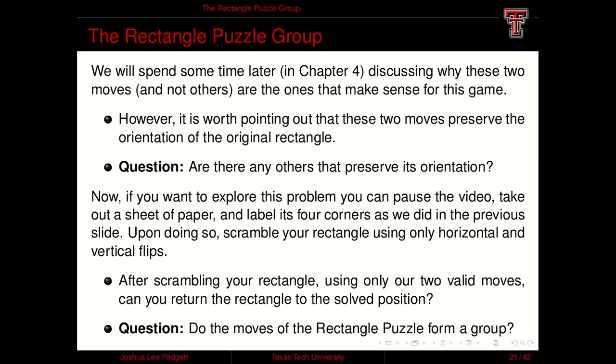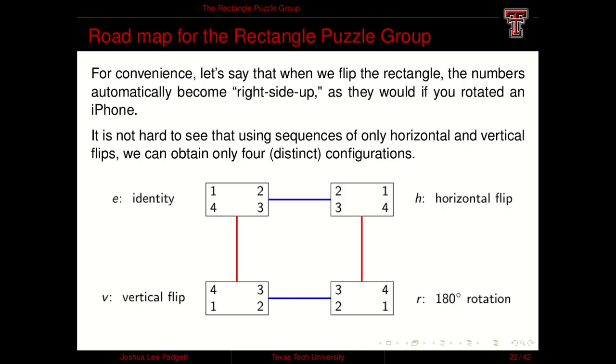That's the bigger question. So for convenience, let's say when we flip the rectangle, the numbers automatically become right side up, meaning that I can read them, much in the same way when you flip your iPhone around, everything orients correctly so that you can still read it. Now, if you had labeled a piece of paper and tried, it would not be hard to convince yourself that there's only 4 distinct configurations of the rectangle, which is the original, a vertical flip, and this is where you can see I've moved 1 down and 4 up, and 2 down and 3 up.